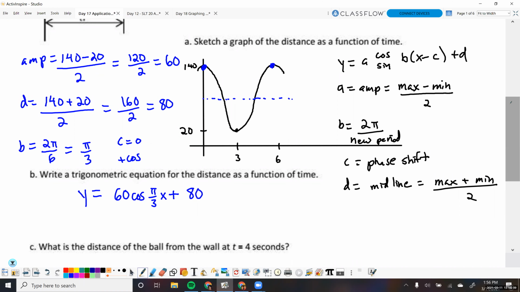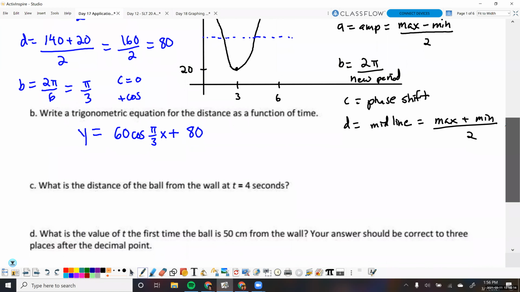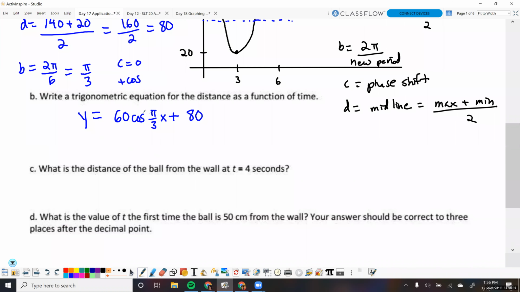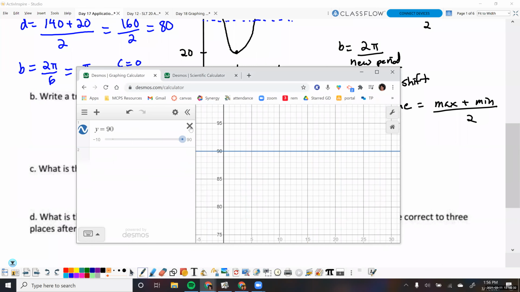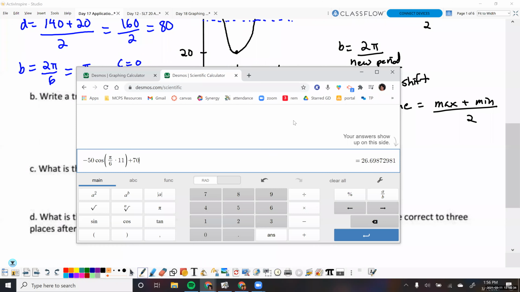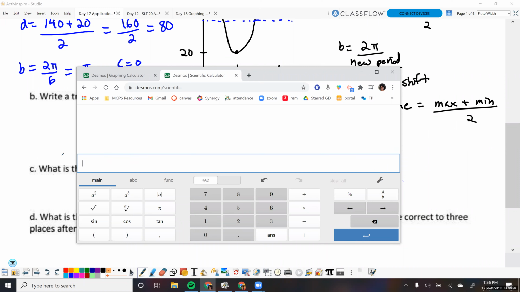All right, ladies and gentlemen, what is the distance of the ball from the wall at t equals 4 seconds? I know Miss Weiss did something fancy on the Desmos calculator in the video you watched yesterday or the day before, probably Tuesday. But I'm not a fancy person. I am going to use the Desmos calculator. I'm not going to use the graphing calculator. I'm going to use the scientific calculator. So can I just get a thumbs up? I can see the Desmos calculator. All right.